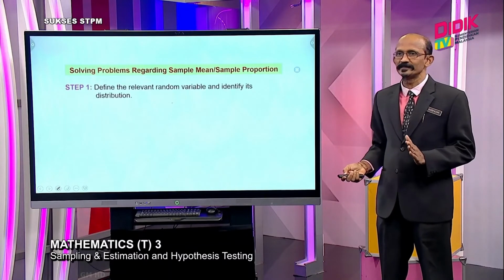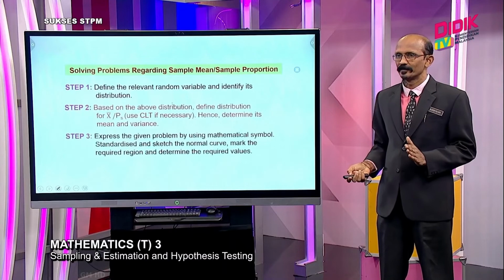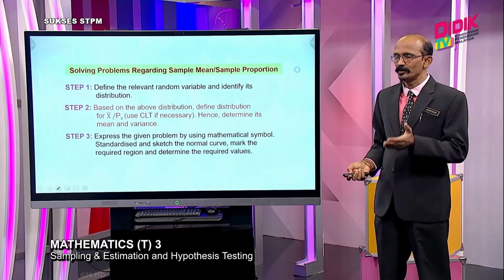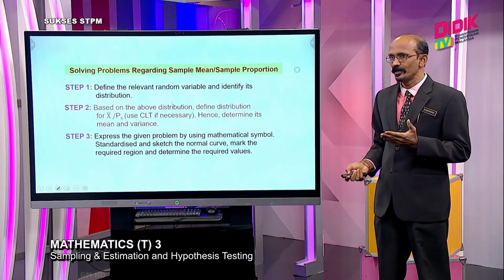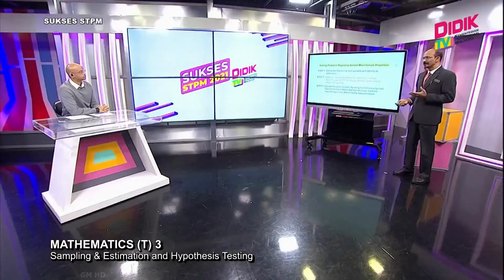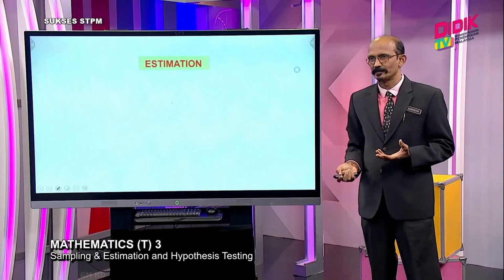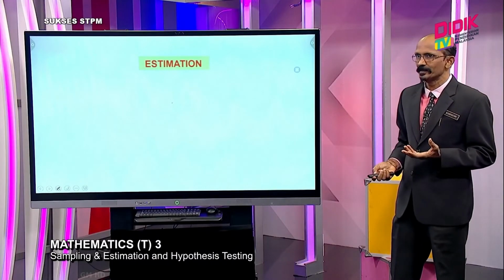We just follow these 3 simple steps. That means you have to define the distribution, and then you use step 3. You need to find the correct mathematical symbol that I mentioned earlier. You standardize, sketch the normal curve, and determine the value required. Okay. Underestimation. This is the second part of the chapter.